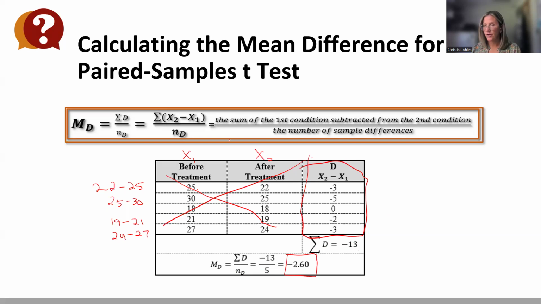It is very important, though, that you're always subtracting the before treatment from the after treatment. If you were to go 25 minus 22, it would suggest this went up by 3 points, and your mean difference would show a positive 2.60, suggesting that whatever you're treating increased by an average of 2.6 points, which is actually the opposite of what it did in reality. So we want to be careful that we're doing this in the correct order.